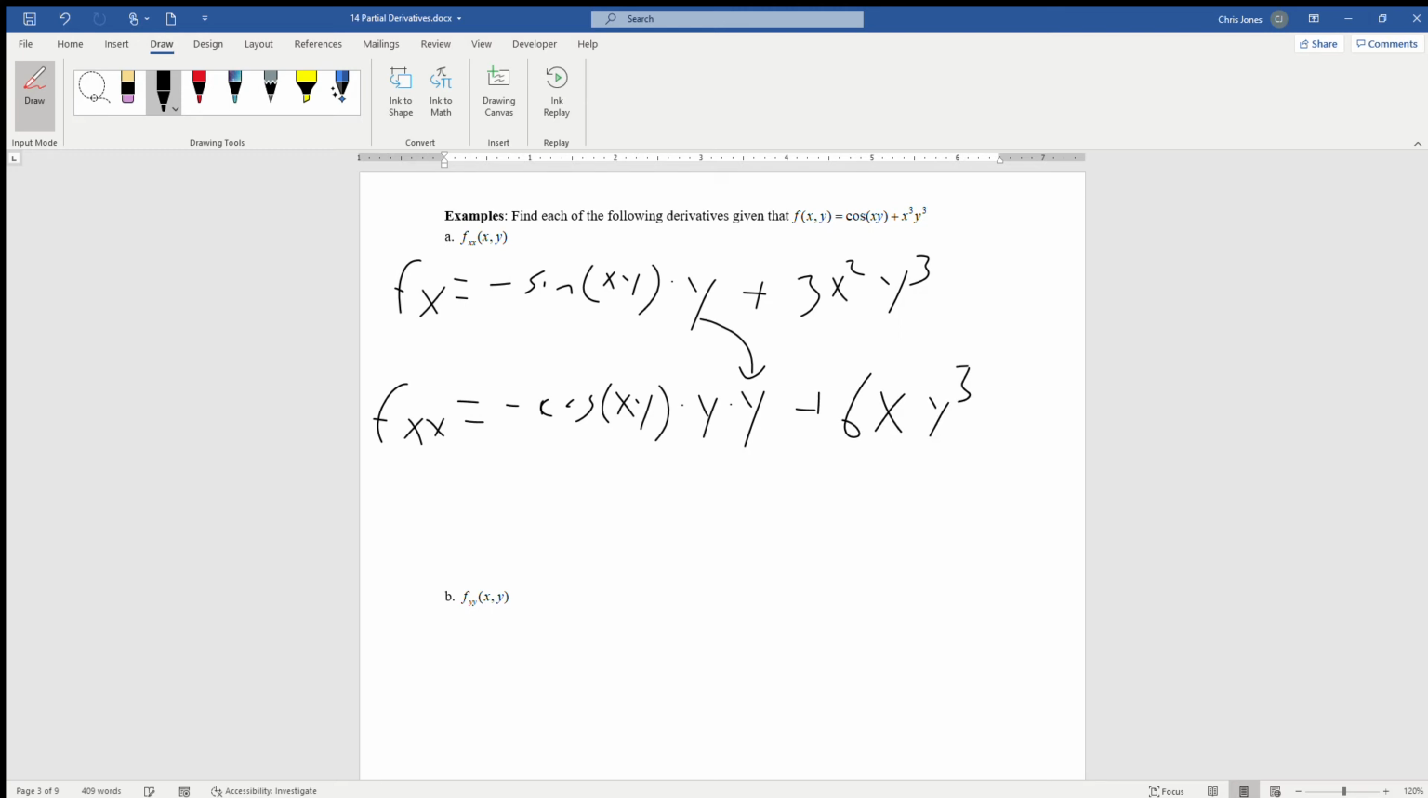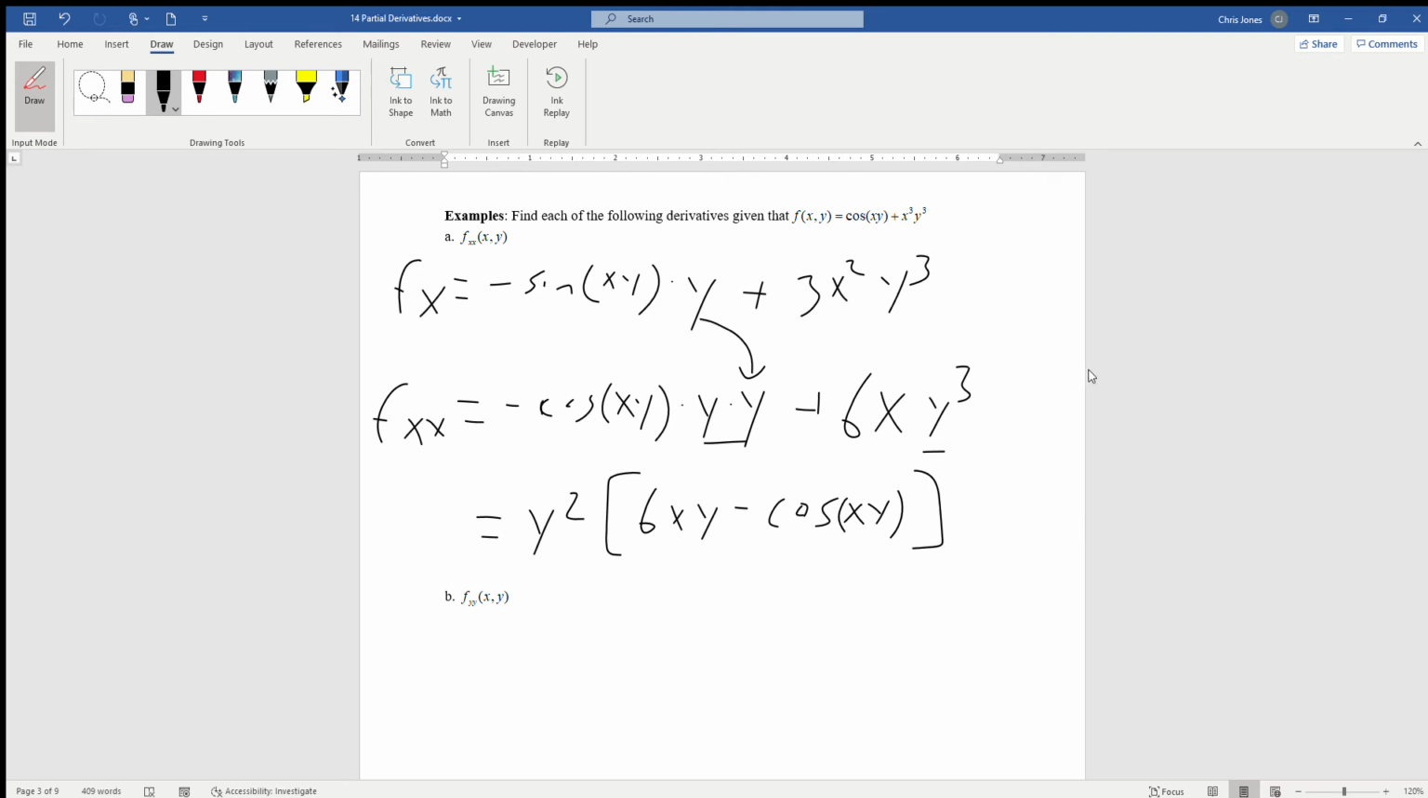If we wanted to factor out a y squared, we certainly could. So another way to write this, y squared quantity, 6xy minus cos xy. And that might be the nicest version that we can get.